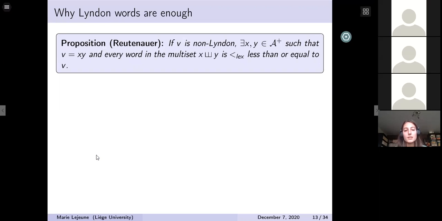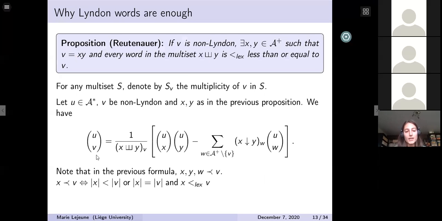If I have a word v that is non-Lyndon, I can always find a factorization of this word into two non-empty words x and y, such that in the shuffle of the factorization, every word will be less than v or equal to v for the lexicographical order. And due to that, I have the interesting result here. If I want to compute a binomial coefficient (u,v), and if v is non-Lyndon, I use the result of Rothenauer, and I say that I can take x and y as in the previous proposition. And I have this formula.